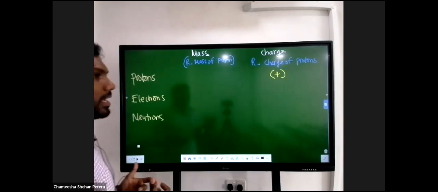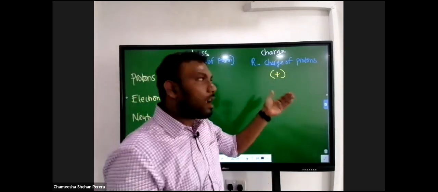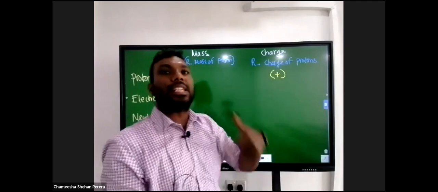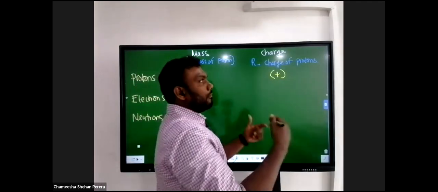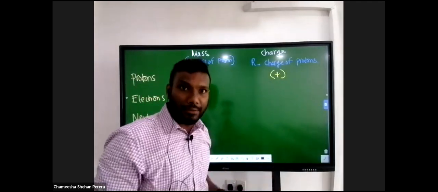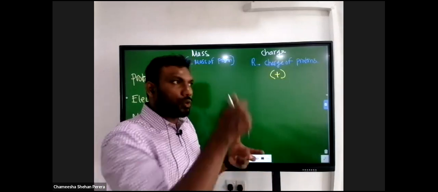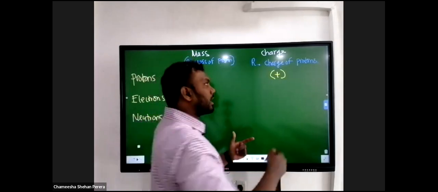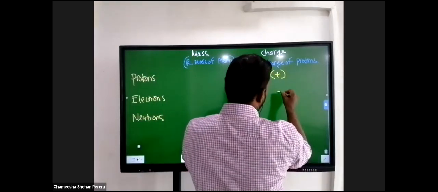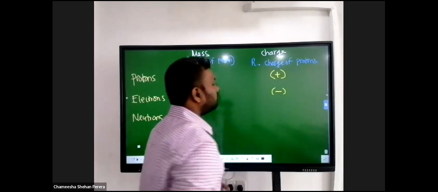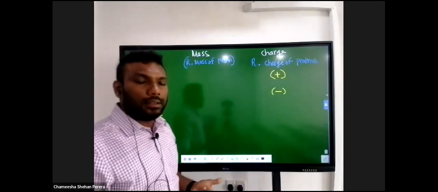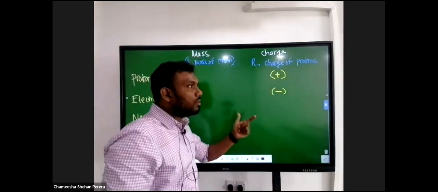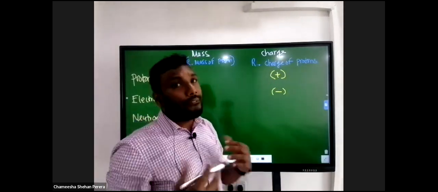Electrons have the exact opposite charge of a proton. So if a proton has one positive charge, an electron should have the equal opposite charge. That means an electron should have a negative charge. And then the neutron, compared to protons and electrons, has no charge.